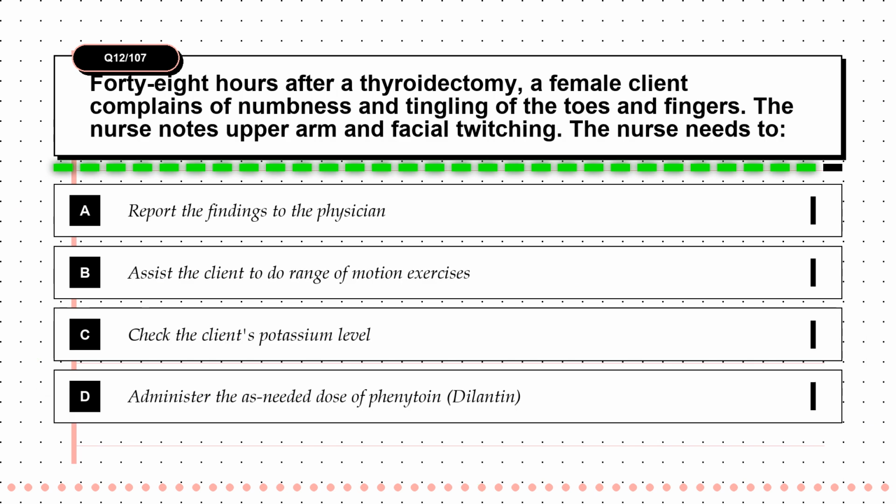Question 12. 48 hours after a thyroidectomy, a female client complains of numbness and tingling of the toes and fingers. The nurse notes upper arm and facial twitching. The nurse needs to. Here are the options. Option A. Report the findings to the physician. Option B. Assist the client to do range of motion exercises. Option C. Check the client's potassium level. Option D. Administer the as-needed dose of phenytoin, Dilantin.